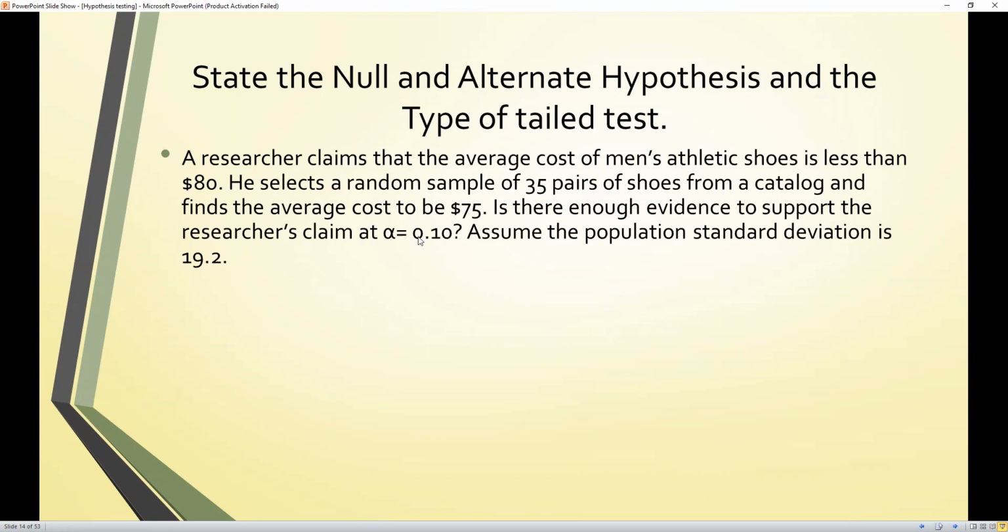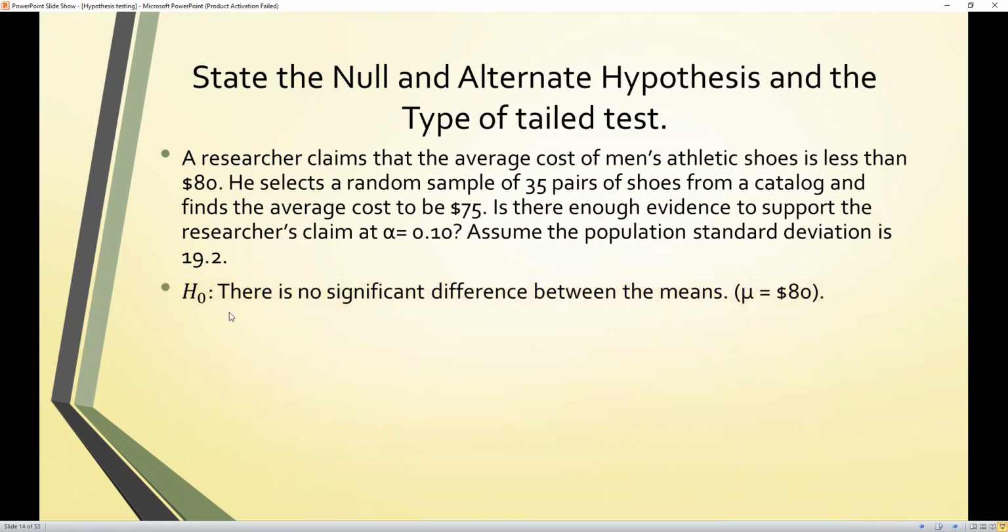So in this case, the problem shows that a researcher claims that the average price of athletic shoes should be less than $80. But to test that claim, he chose 35 pairs of shoes from a catalog randomly, and he found out that the average is only $75. So what we need to show is that $75 is significantly lower than $80.